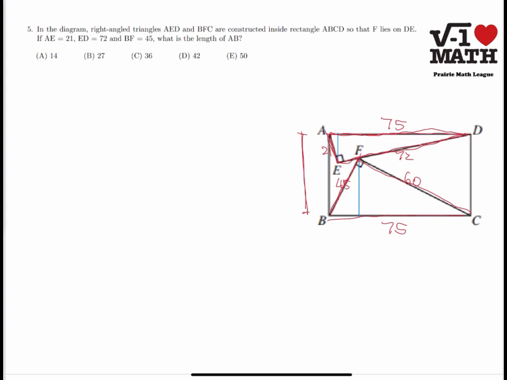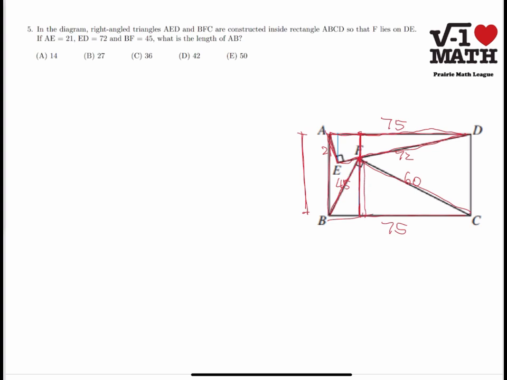We want this length. So what we're going to do is try to find a length that we can construct. In this case, we're going to extend this altitude over to AD, so that this length is basically equal to this thing.